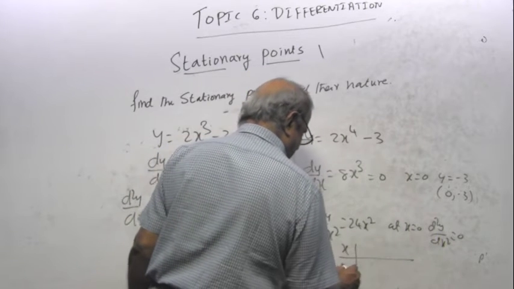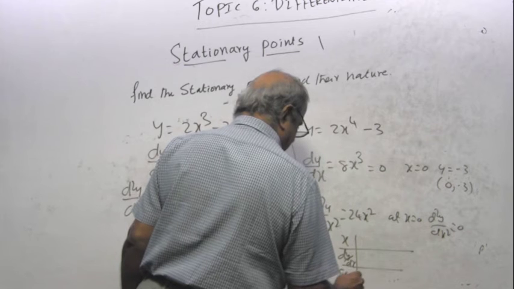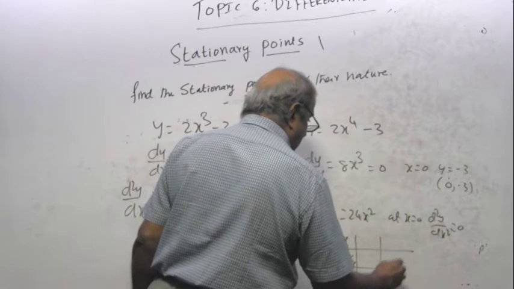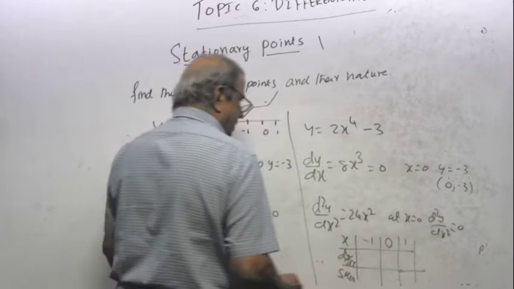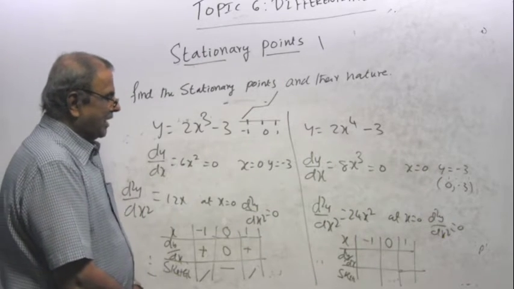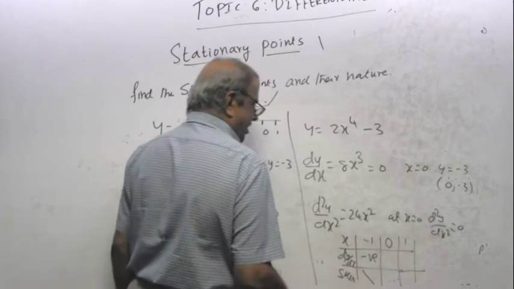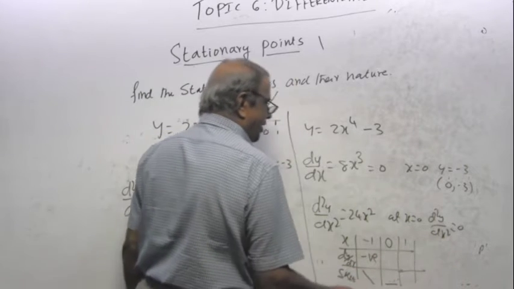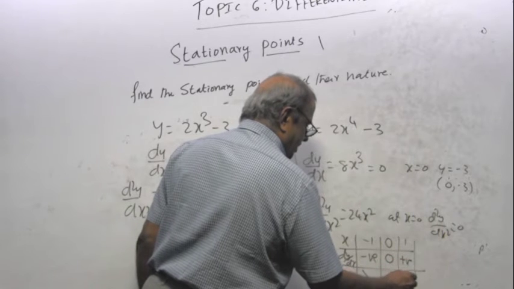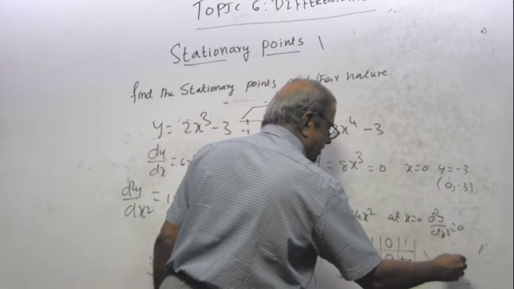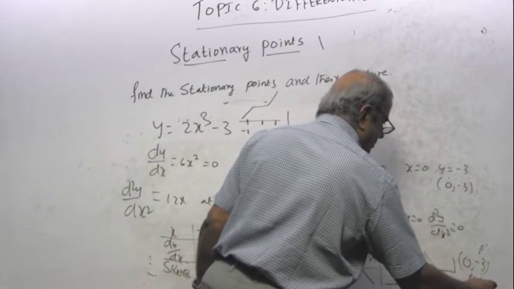Let's try here. x, dy by dx, and sketch. Same values, I am not taking different values. This is 0, 1 and minus 1. At minus 1, what is dy by dx? Negative. At 0, it is 0. At 1, positive. What do you notice? So minus, 0, plus is a minimum.